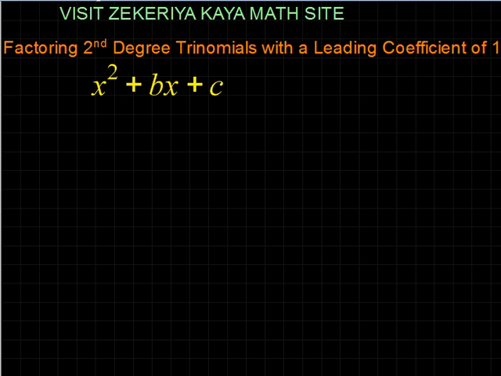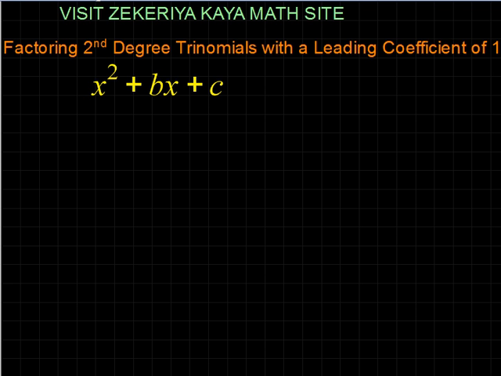Hi everybody, in this video I'll try to teach you factoring second degree trinomials with the leading term 1. So it means the number before x squared should be 1. How many x squared are there right now? There's only one of them, so there is an invisible one and we don't need to write it always.